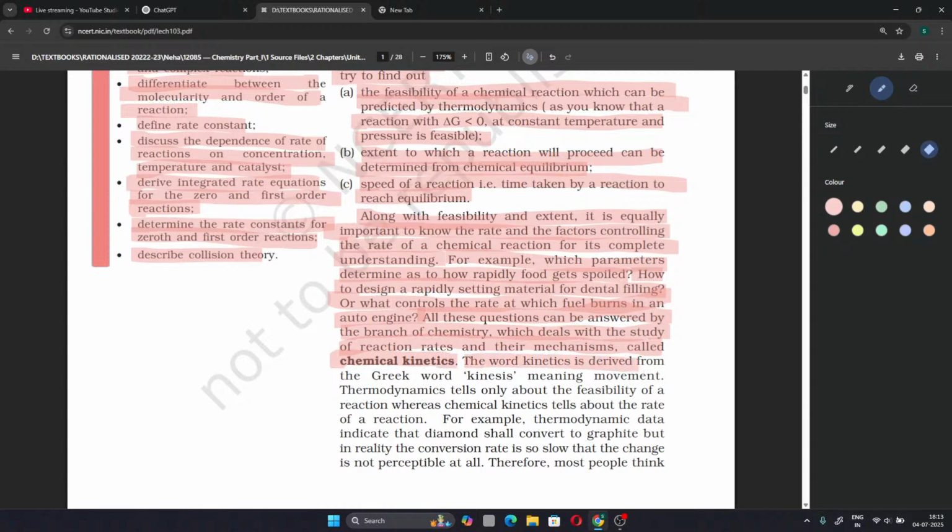The word kinetics is derived from the Greek word kinesis, meaning movement. Thermodynamics tells only about the feasibility of a reaction, whereas chemical kinetics tells us about the rate of the reaction, so the speed of the reaction. For example, thermodynamic data indicate that diamond shall convert to graphite, but in reality the conversion rate is so slow that the change is not perceptible at all.